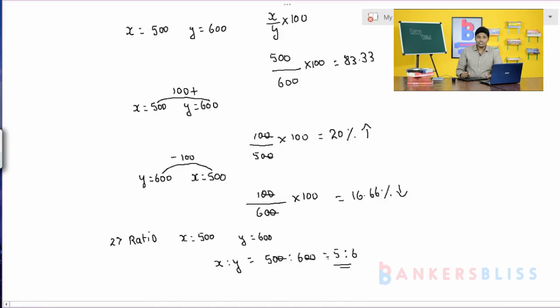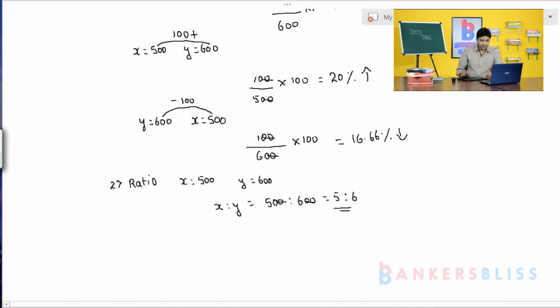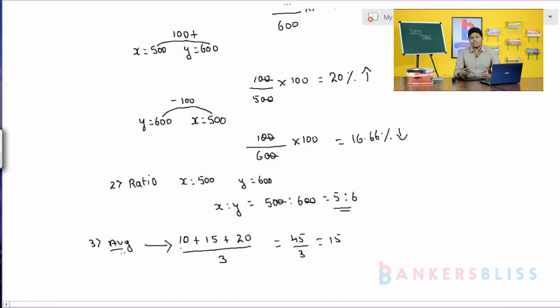Third method is average. You people know the formula, sum by n. If you have three values, for example 10, 15 and 20, then the average will be equal to 15. So 10 plus 15 plus 20 divided by 3. So 45 by 3, which is equal to 15. So this is the third method called average. So only these three varieties they can ask.